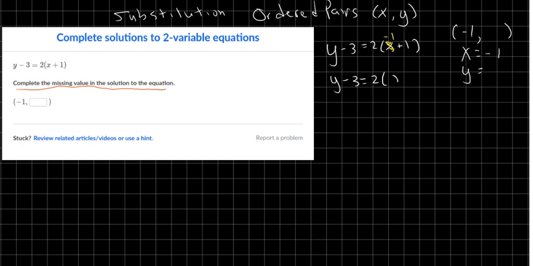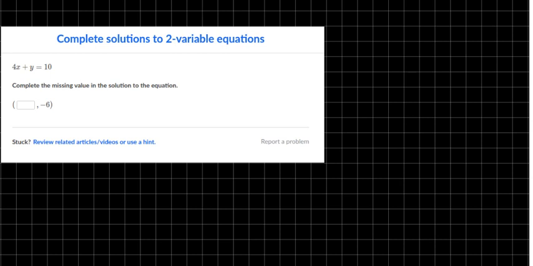Okay? So now I've got y minus 3 is equal to 2 times negative 1 plus 1, which is 0. So y minus 3 is equal to 0. So y is equal to 3. 3 minus 3 is 0. Or I could add 3 on both sides. Could do it that way. Okay? So now my coordinate pair is negative 1, comma 3. So I'm going to write my 3 over here. We have one more. Let's go ahead and do it.